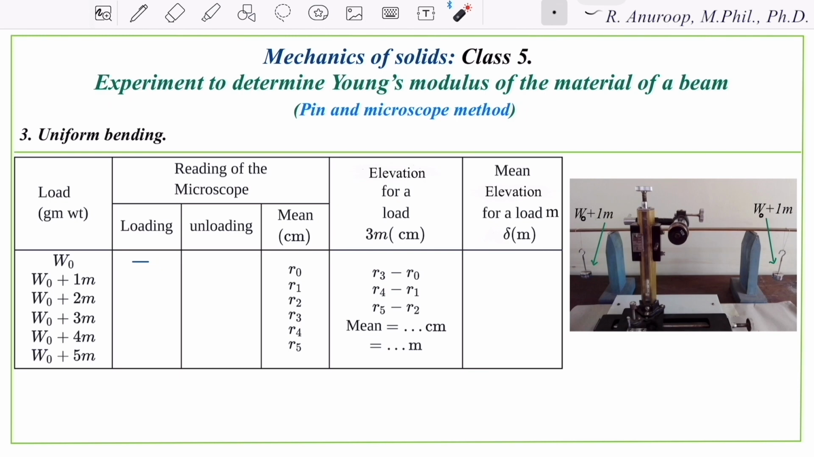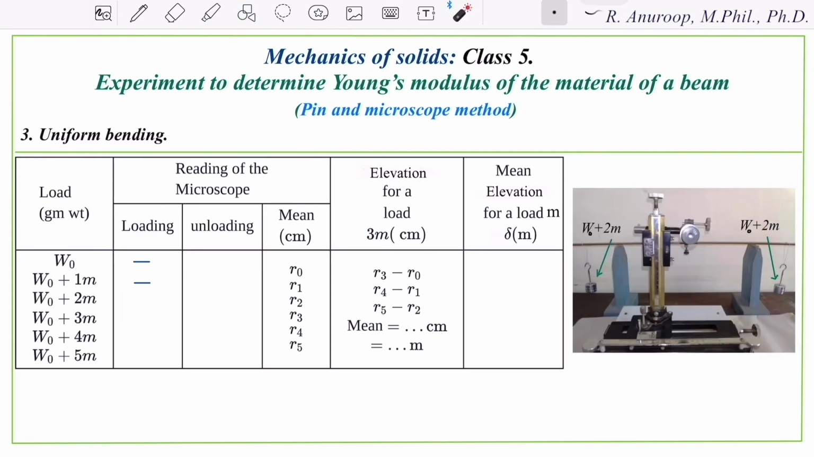Now add a weight 1m on each weight hanger. So the total weight is W0 plus 1m on each weight hanger. Now the reading on the vertical scale of the traveling microscope is noted, and written in the loading column corresponding to W0 plus 1m. Now again add 1m weight in each weight hanger. So the total weight on each weight hanger is W0 plus 2m.